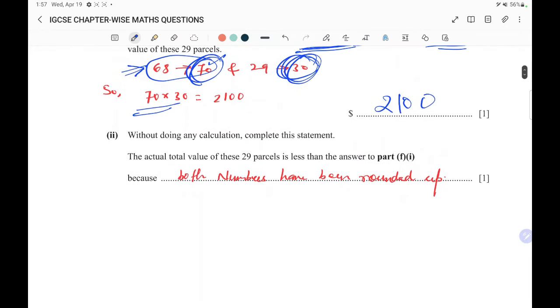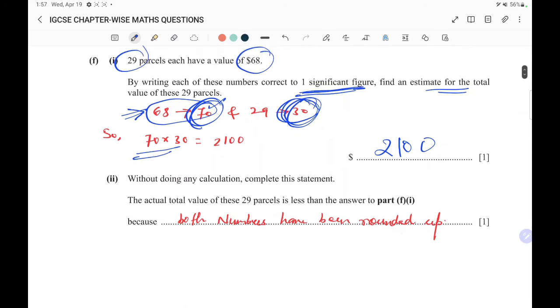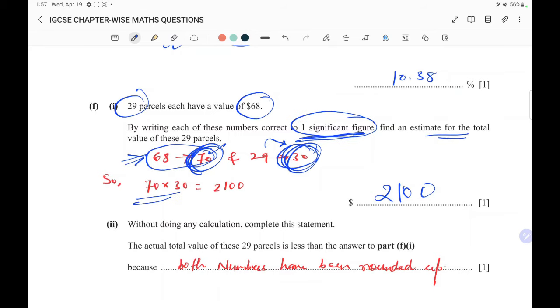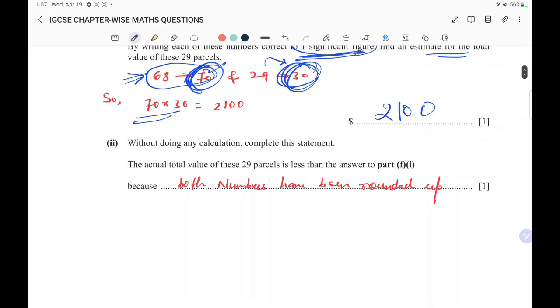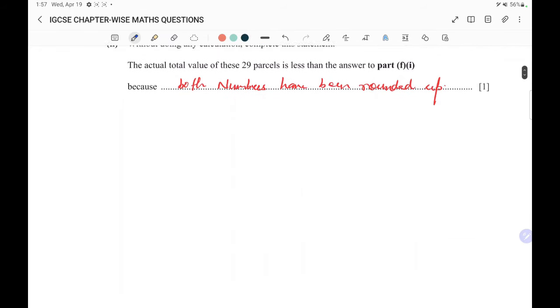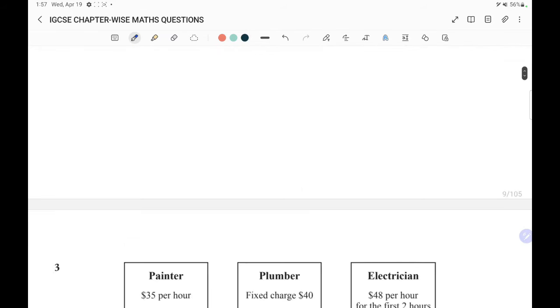Now the second part says, without doing any calculation, complete this statement. The actual value of these 29 parcels is less than the answer to part Fi, because both numbers have been rounded up. Because we have to use one significant figure, and in this case 68 we have rounded up to get 70, and 29 rounded up to 30. So obviously the values are increasing, so the actual value will be smaller than this calculated value. I have written the same thing, you just have to write this one statement.